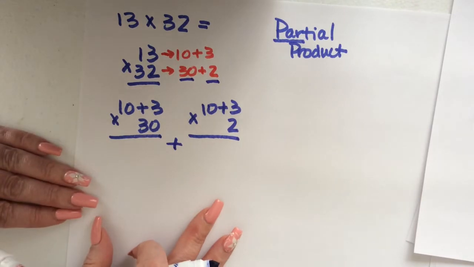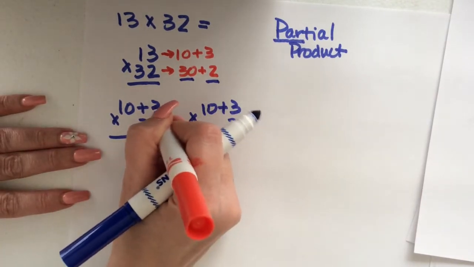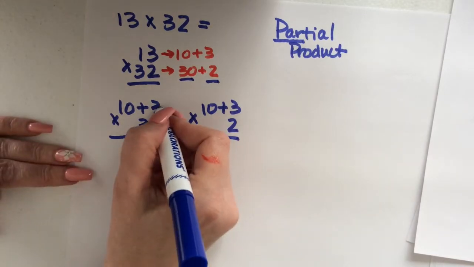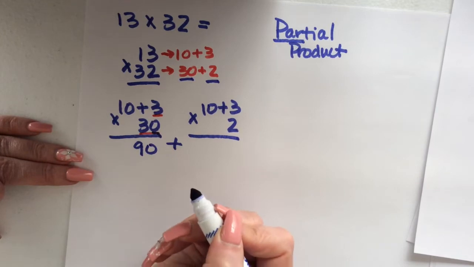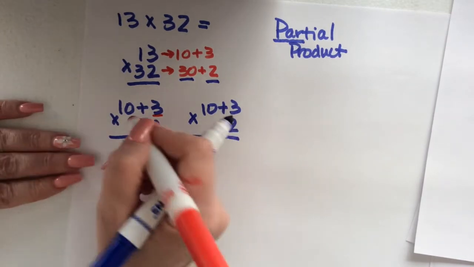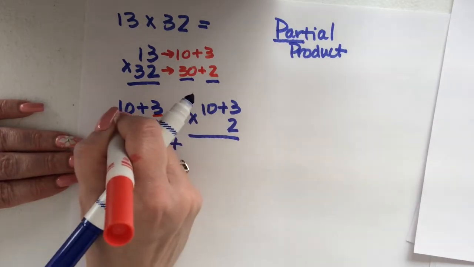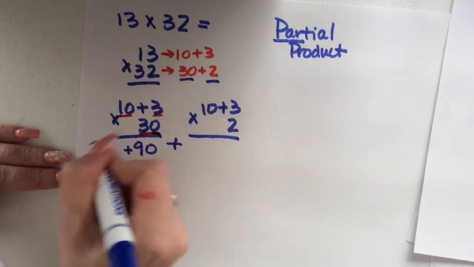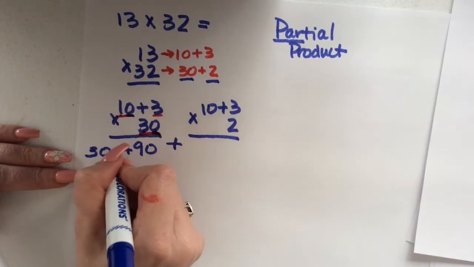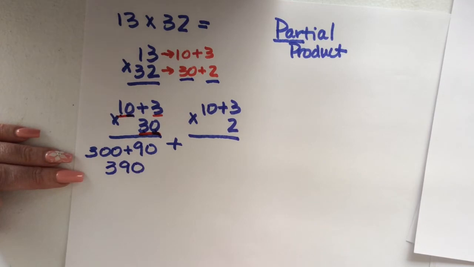Now, the first thing I'm going to do is take my 30 3 times. So 3 times 3 is 9, 10 times more is 90. Plus, I also have this 10 I need 30 times. So 10 times 30, 1 times 3 is 3, 10 times greater, 10 times greater. So I end up with 390 here.